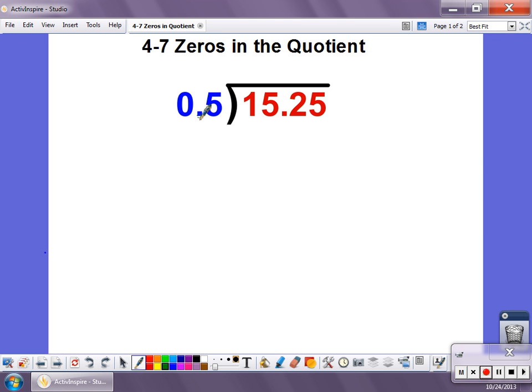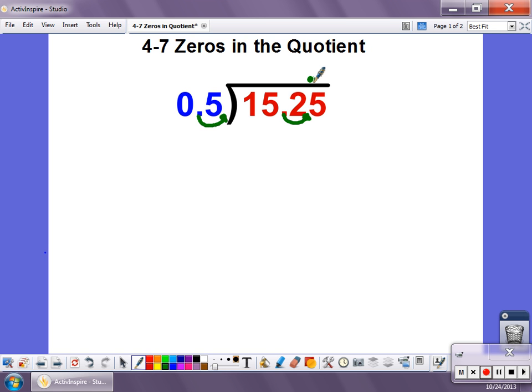The first thing I need to do is make this decimal on the outside into a whole number, and I do that by moving this decimal place one position. So since I moved the decimal one position on the outside of my division sign, I need to do the same thing on the inside. And that means in my answer, my decimal point is going to go right up here.